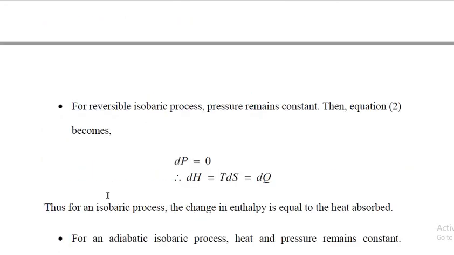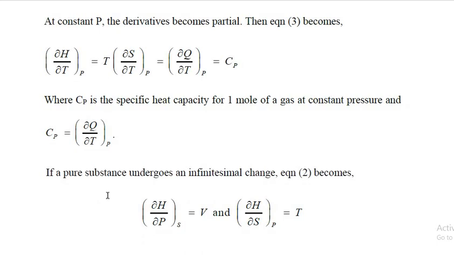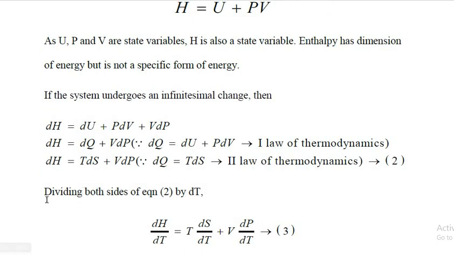Now for reversible isobaric process, pressure remains constant. Then equation 2 becomes, okay, this is equation 2. When pressure remains constant, we have dH is equal to TdS.